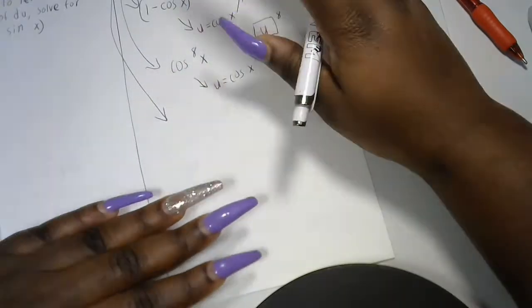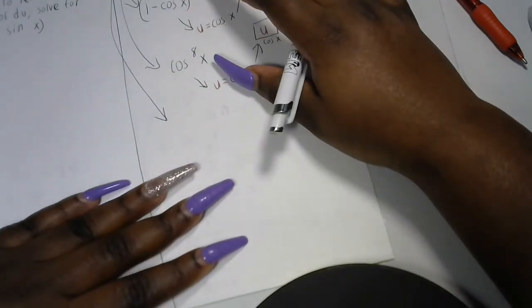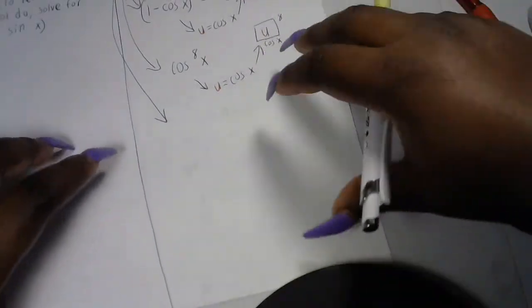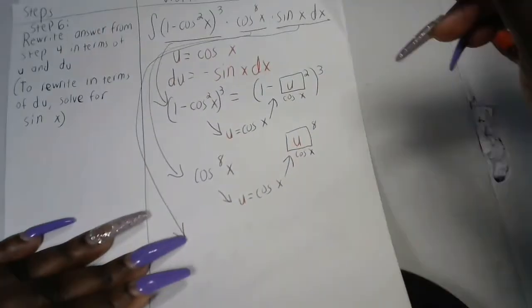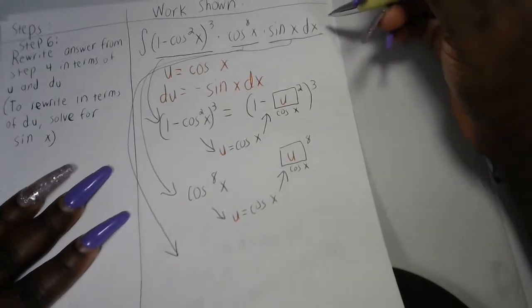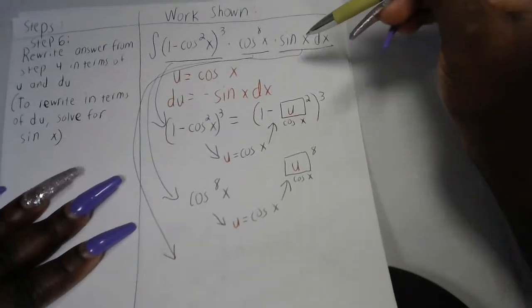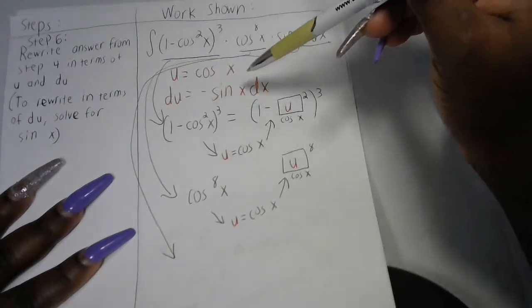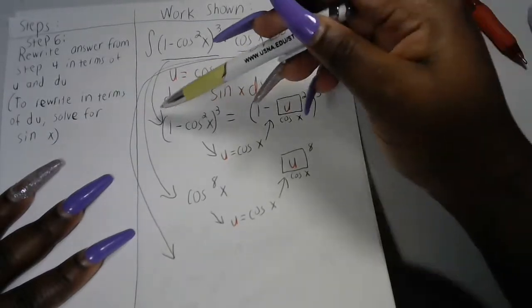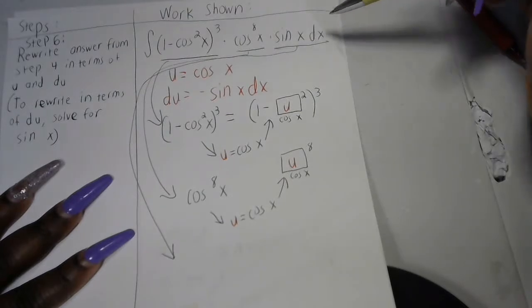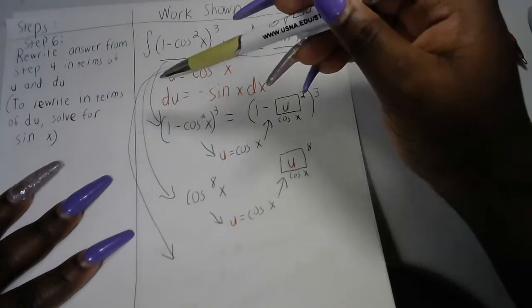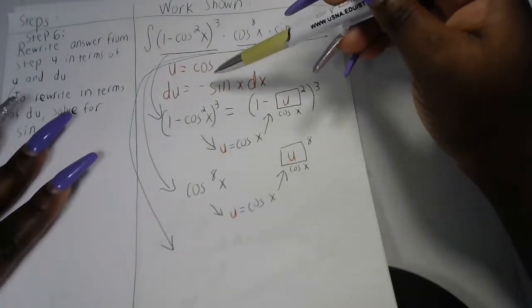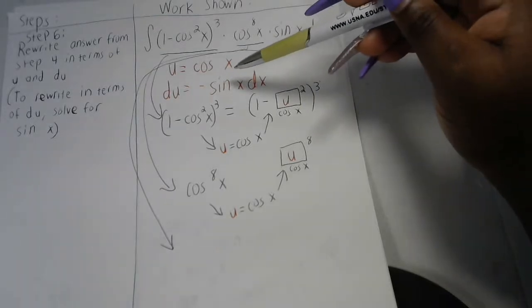It was times negative sine x dx, right? Oh wait, no, du was equal. Sorry, I'm right, never mind. Ignore what I just said. I had a little bit of a brain fart, but I'm still right. This right here is sine x dx, but du, when we did the derivative of u, we got negative sine x dx.